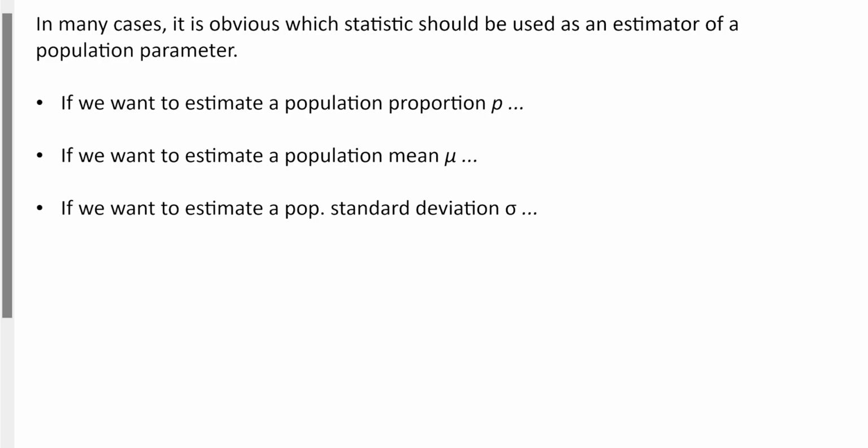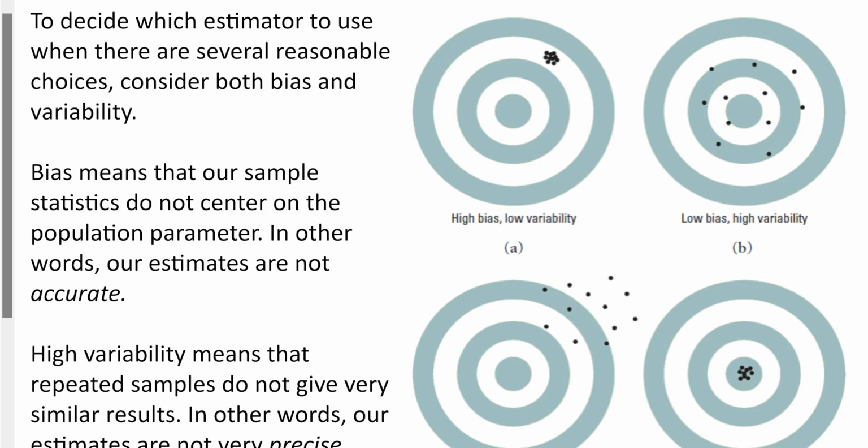Now I want to finish up here and state that in many cases it is obvious which statistic we should be using as our estimator. Like if we wanted to estimate a population proportion of p, we're going to use p hat. If we want to estimate the population mean, we're going to use x bar. If we want to estimate the population standard deviation, that's where we do s or s sub x. Okay? But there are also times where it's important to look at what is the best one to use in a situation. So decide which estimator to use when there are several reasonable choices.